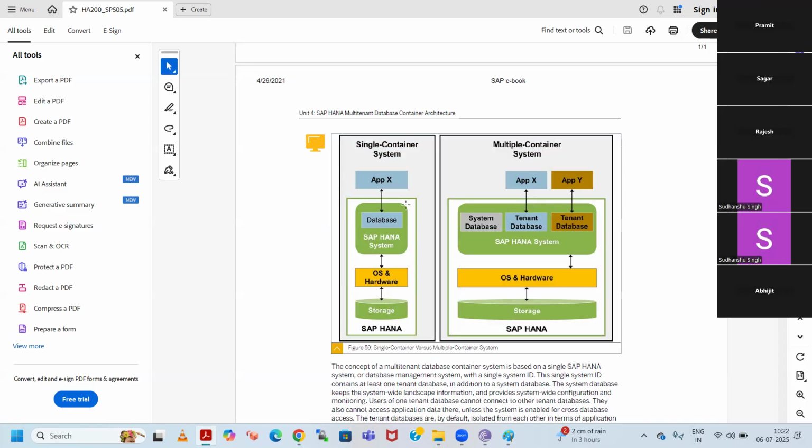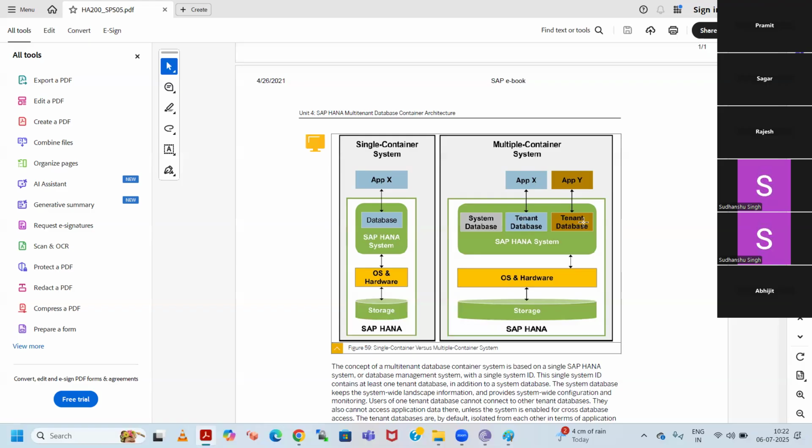But the problem is if that database goes down, X and Y both will go down. Hmm. But in the system DB, see, the blue has one tenant and the brown has one tenant, right? If the blue one is going down, it will not affect anything to Y, right? Because Y has a separate life, Y is doing a separate thing.